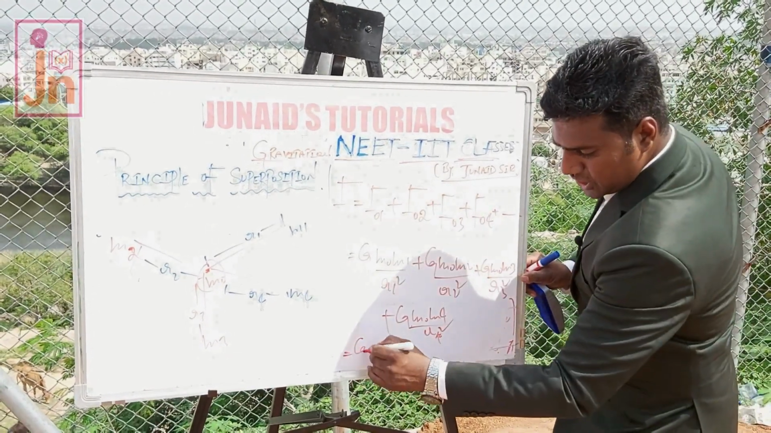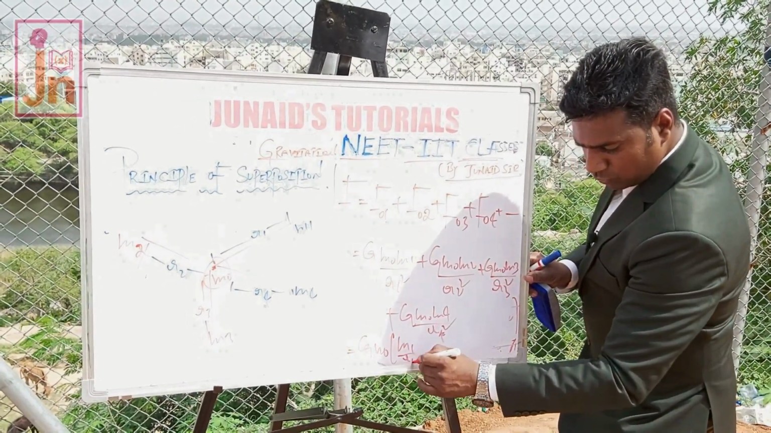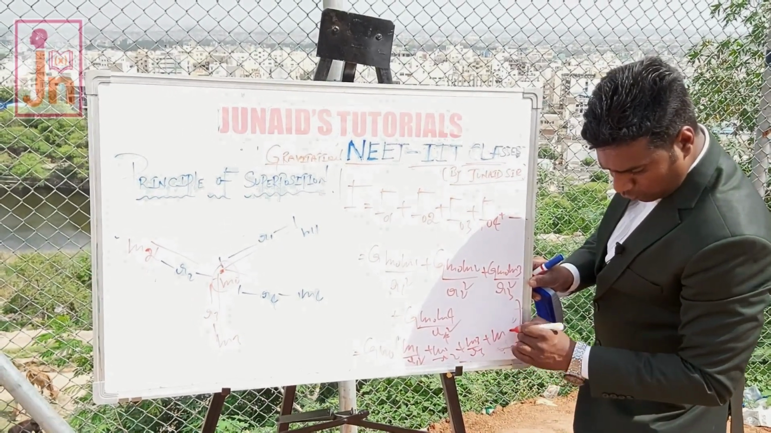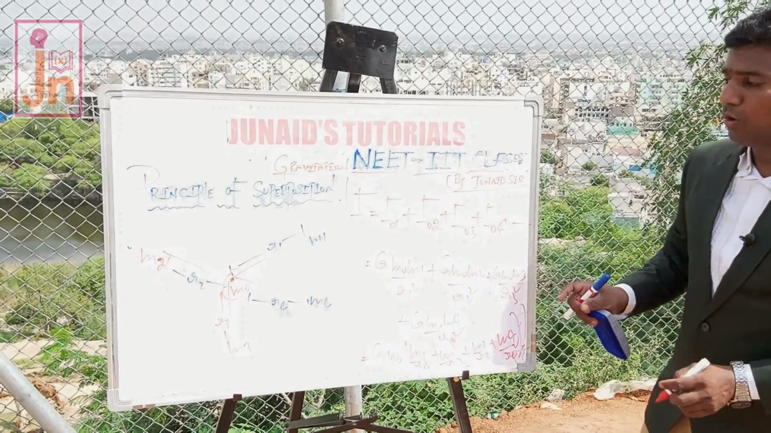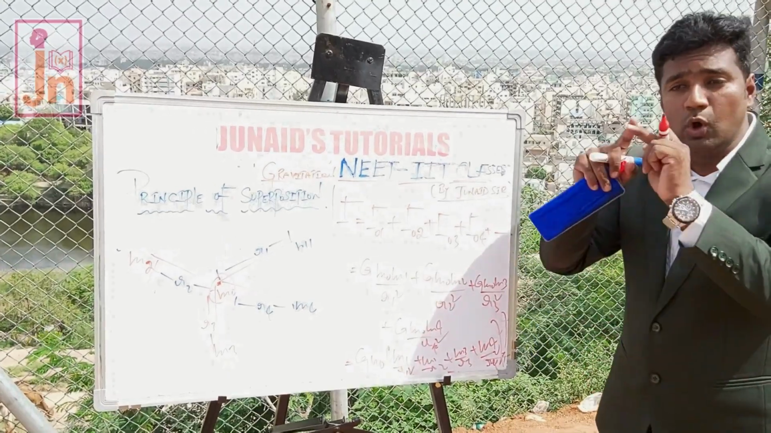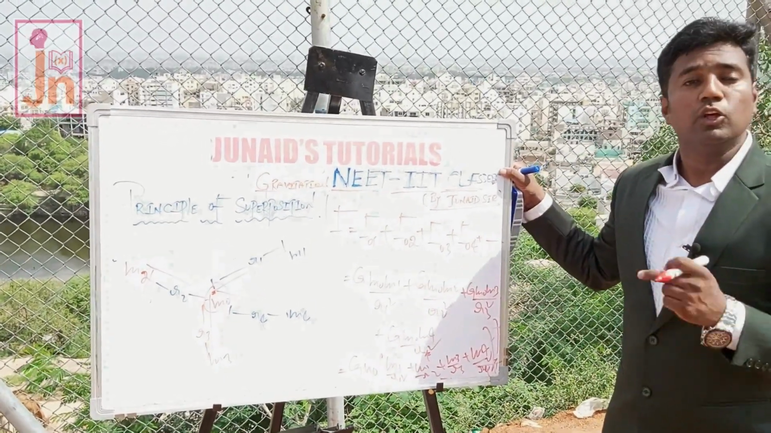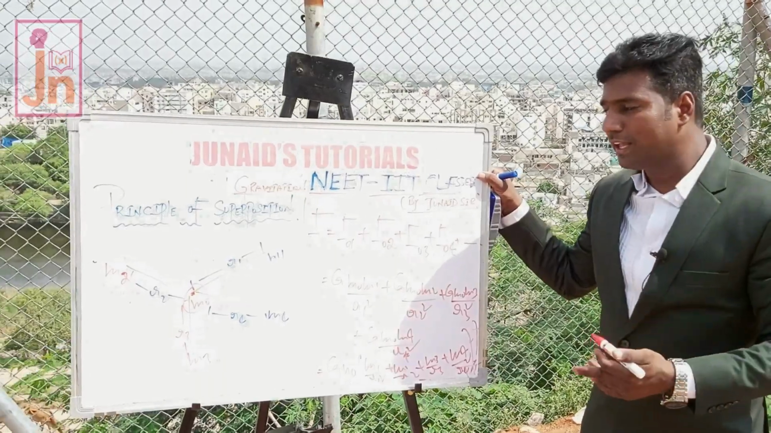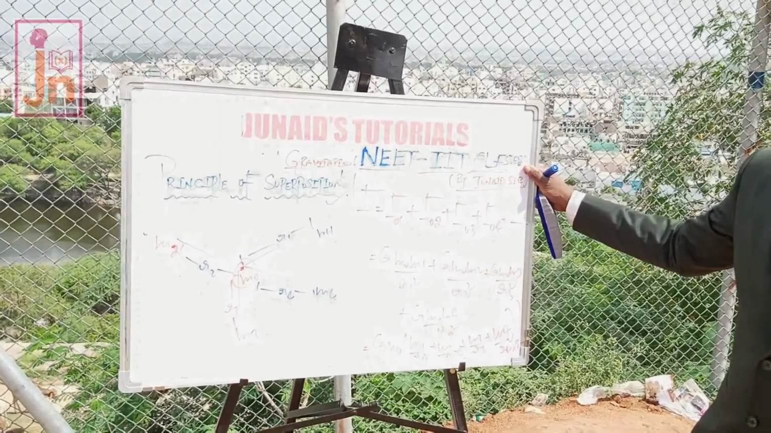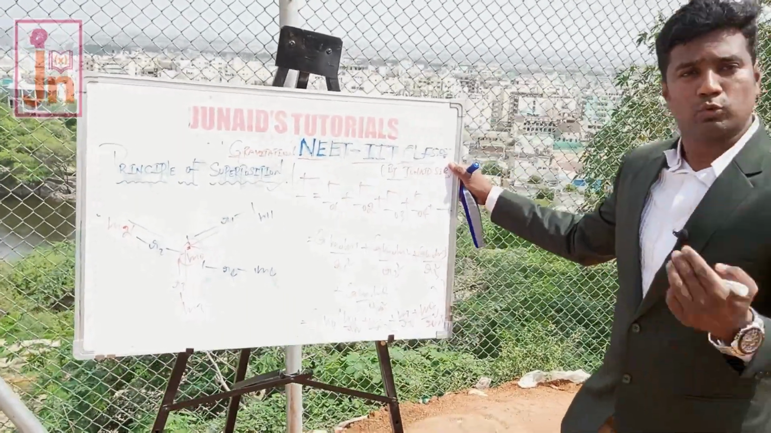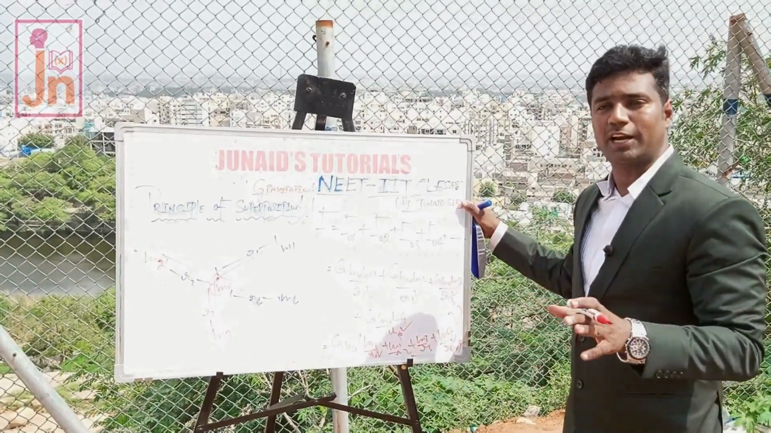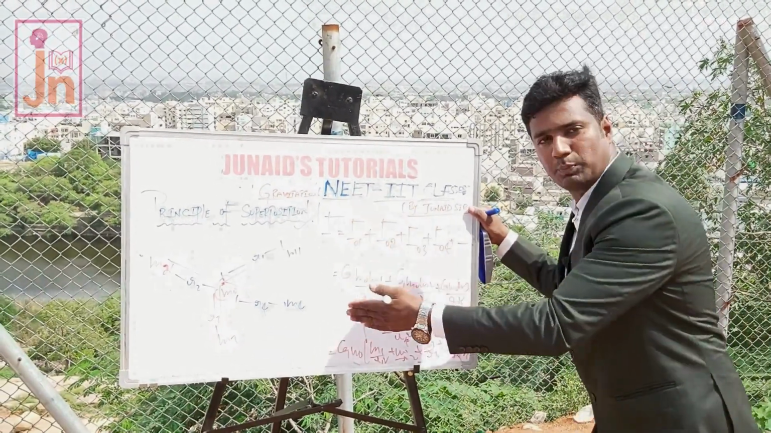If I take G m0 common, we get m1 by r1 square, m2 by r2 square, m3 by r3 square, m4 by r4 square. Students, this kind of formula will be applicable to equilateral triangles and square problems. Numericals based on the principle of superposition are mainly equilateral triangle problems, right angle triangle problems, square problems, diagonal problems and rhombus problems.